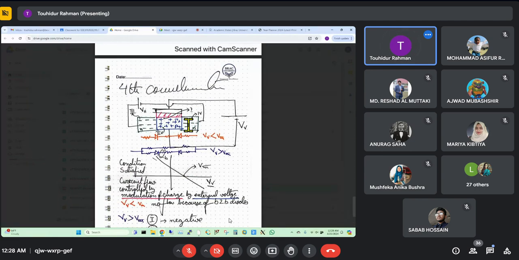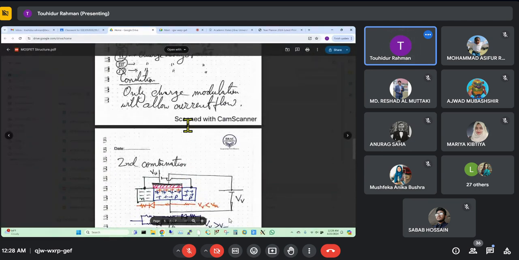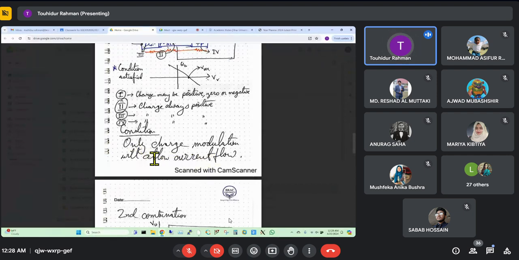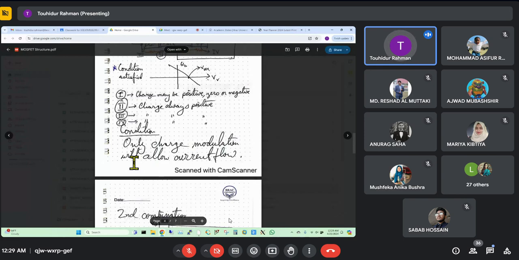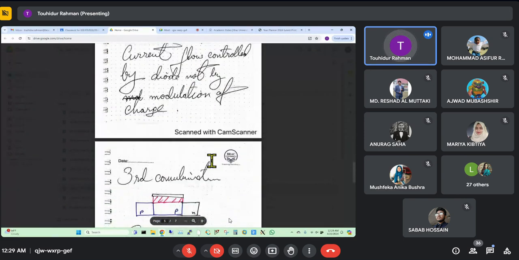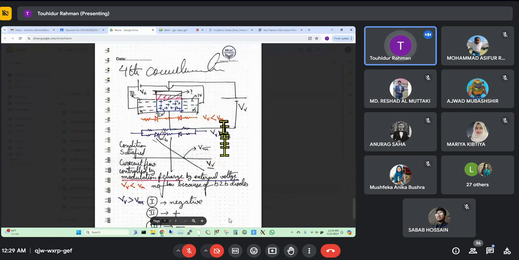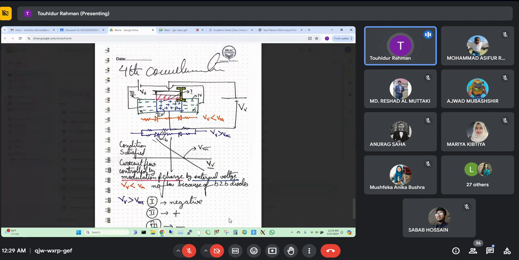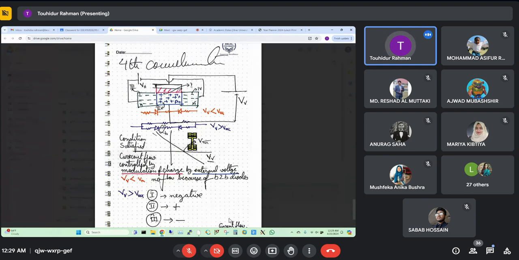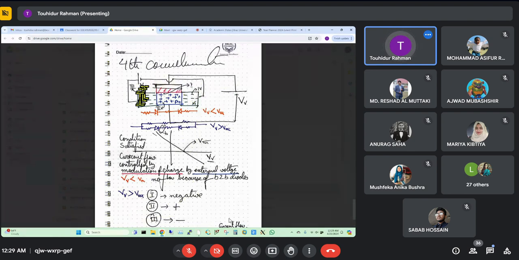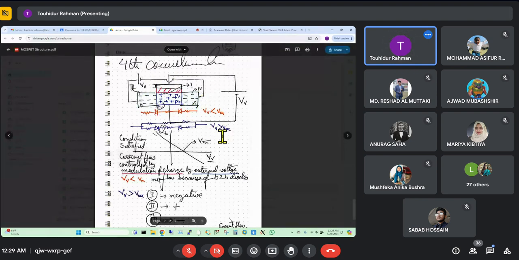The condition was, if you recall, that only the charge modulation will allow current flow. So what we did here, we apply different voltage. Applying different voltage, we modulate the charge, and because of the charge modulation, we can control the current in this device. So that means this is the right, correct structure of a MOSFET.